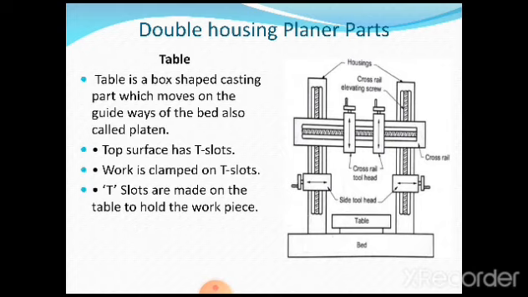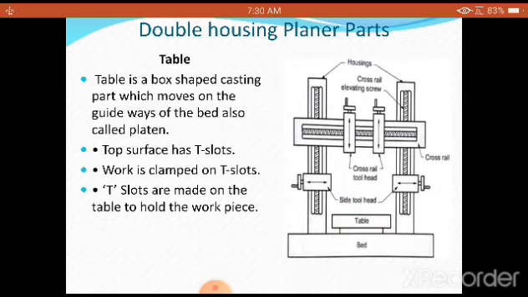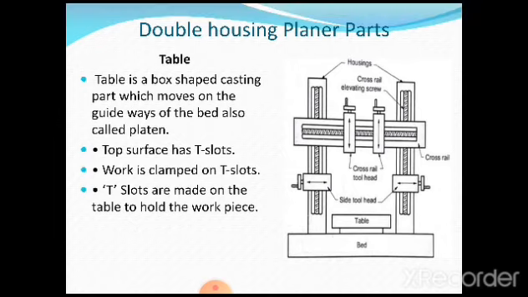The top surface of the table has T-slots. One more important thing is that the bed is provided with the V guideways, and the top of the table is provided with the T-slots for holding the workpiece firmly on its top surface. Work is clamped on the T-slots. T-slots are made on the table to hold the workpiece. The main intention of providing the T-slots is to hold the workpiece firmly on a table.